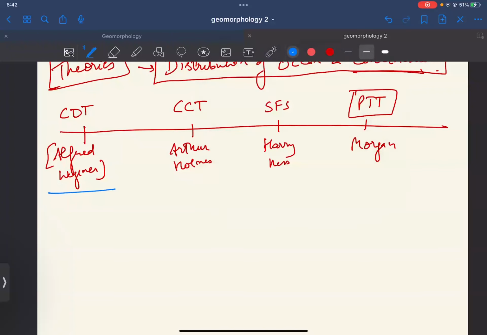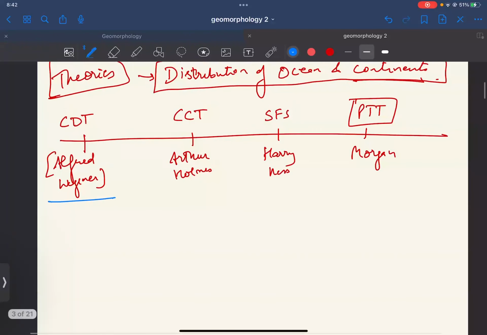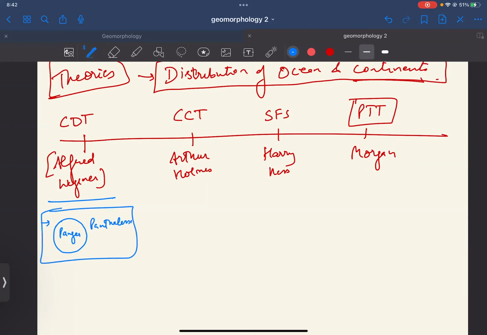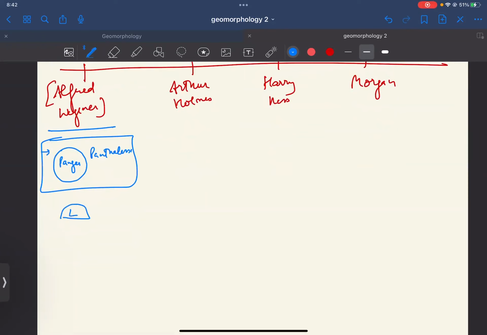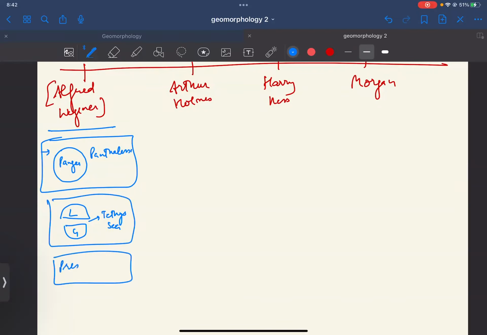So let's have a look at the continental drift theory. It wants to explain the present distribution of oceans and continents. What it says is that in the past there was a large landmass, Pangaea, surrounded by Panthalassa. This was the Earth. It got split into two halves, Laurasia and Gondwanaland, separated by the Tethys Sea. Further, it got separated into the present distribution. Laurasia broke up into North America, Europe and Asia. Gondwanaland broke up into South America.